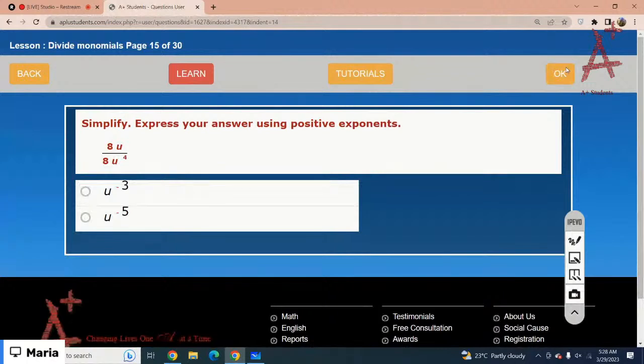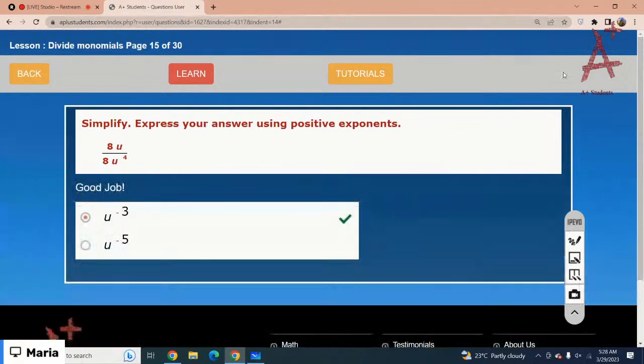Okay, so which is the correct option? Option 1 or option 2? That would be option number 1. 4 minus 1 is 3, but you are shifting it from denominator to numerator, so it would then be negative. Option number 1 is the correct option. u exponent -3 is the correct option.